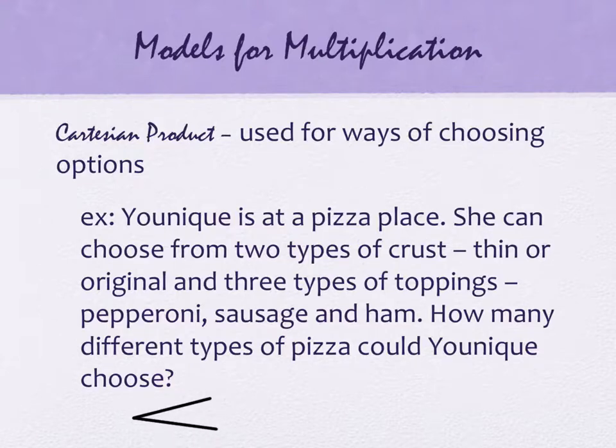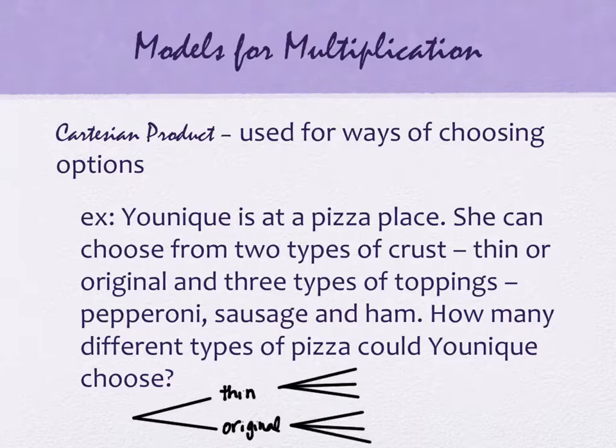Her first choice is that she has to choose either a thin crust or an original crust. And then no matter what choice she makes, she has 3 choices of toppings. I just barely have enough room to write all this on my screen. So her 3 choices of toppings are pepperoni, sausage, and ham.